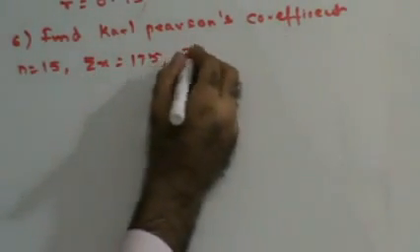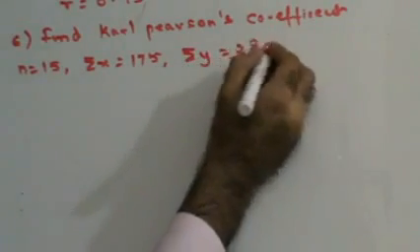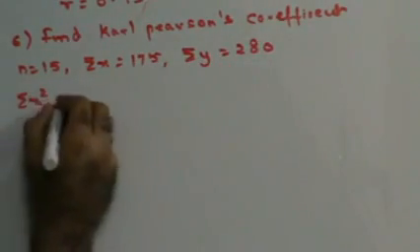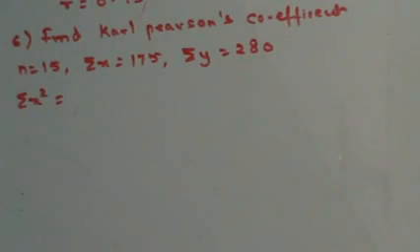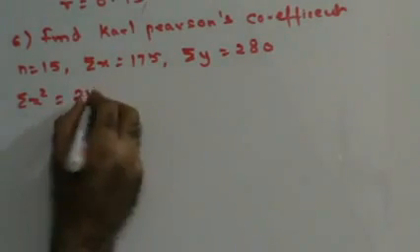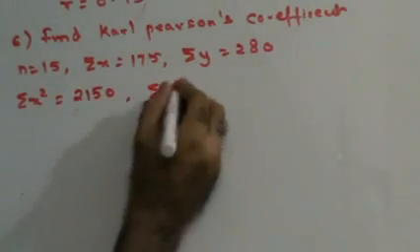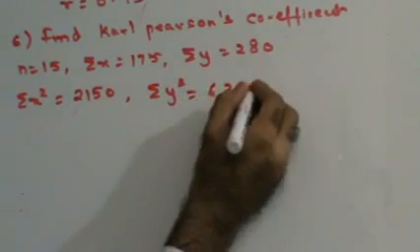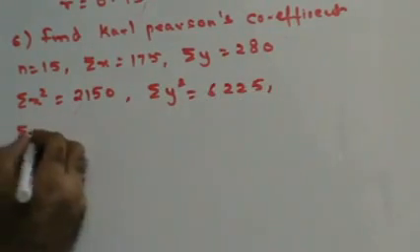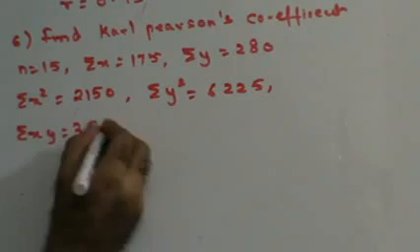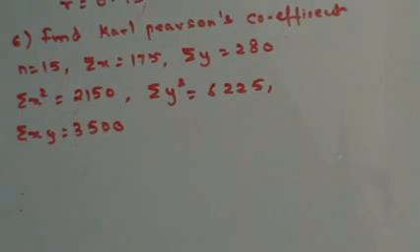where n is given to you as 15, sigma x is given as 175, sigma y is given as 280, sigma x square is given as 2150, sigma y square is given as 6225, and sigma xy is given as 3500. They've asked you to find Karl Pearson's coefficient. In fact, they have eased the matter for you. Instead of uv, you will use xy.